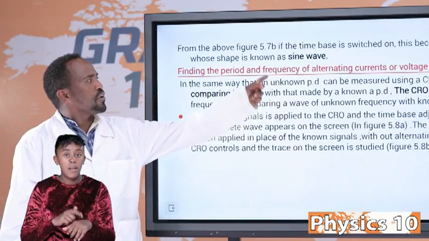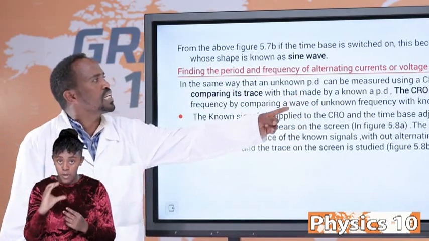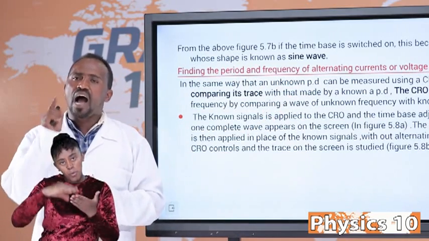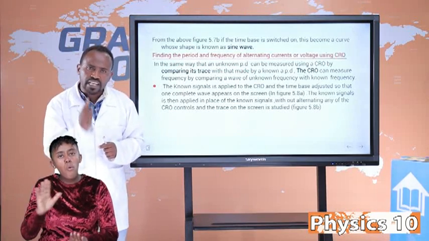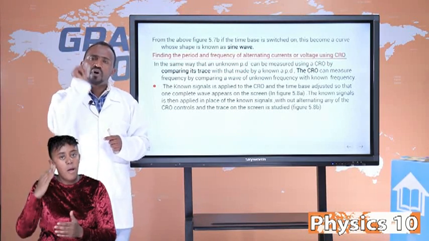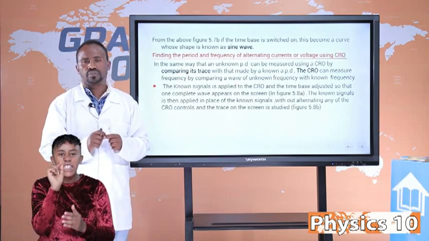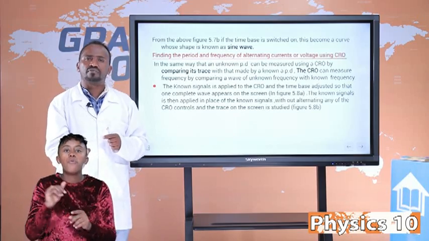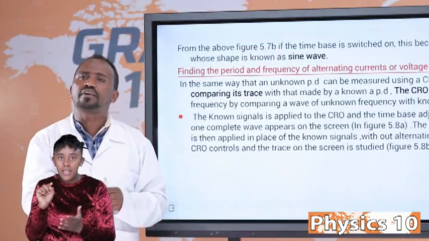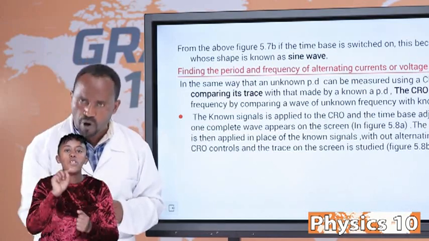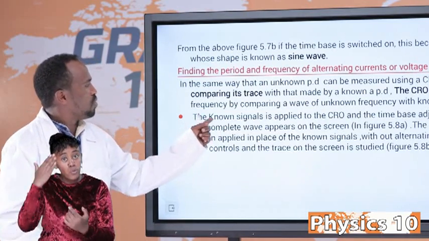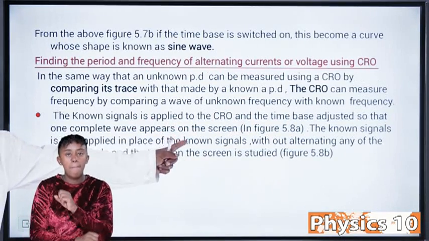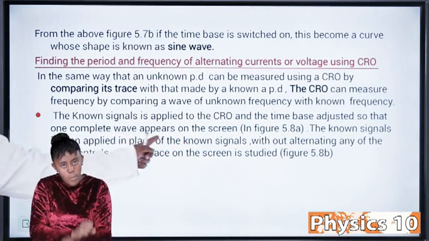Finding the period and frequency of alternating current or voltage using a cathode ray oscilloscope. Students, we learned how to find an unknown potential by knowing the deflected spots. Like that, we can find the frequency by knowing the deflection of the spot. To do this, a signal is applied to the cathode ray oscilloscope and the time base is adjusted so that one complete wave appears on the screen.